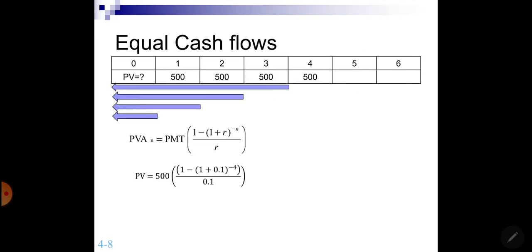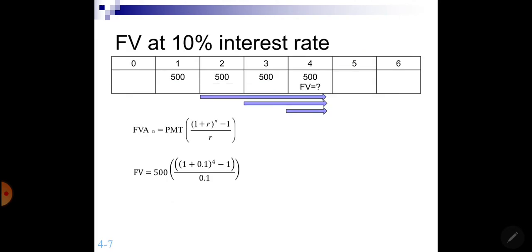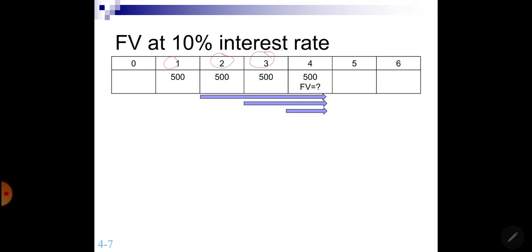Now going back to the example, over here you can see that 500 is coming at the end of year 1, at the end of year 2, at the end of year 3, and at the end of year 4. The cash flows are equal, they are identical. It is 500 every year.